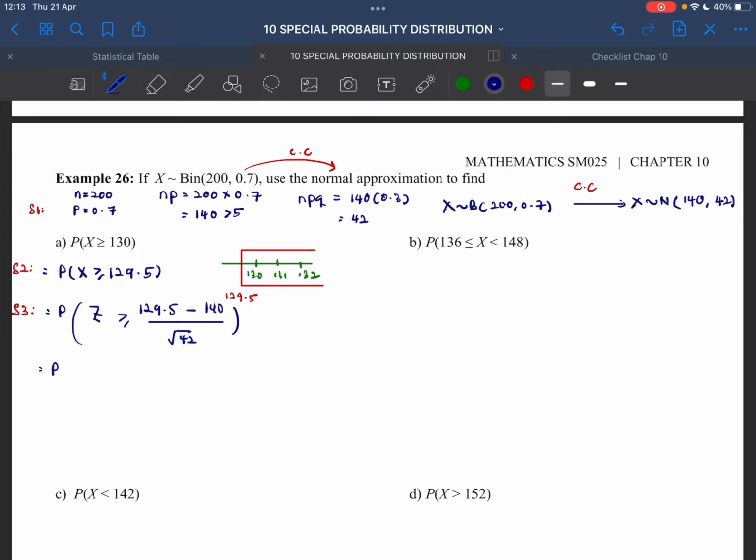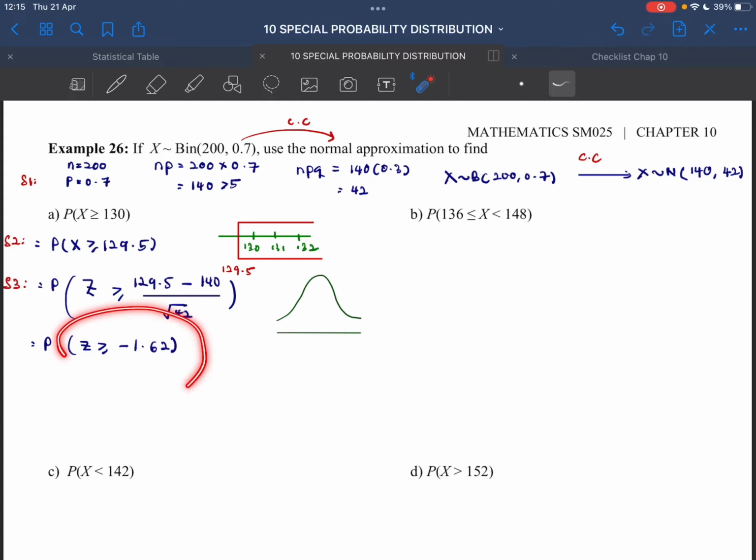Just put that in your calculator. You should get P(Z ≥ -1.62). Back again with the bell shape. Remember, if you are doing SND, of course you need your bell shape. For z greater than negative 1.62, negative 1.62 is on the left hand side. This is your 0, but they want greater, so it will be here. This is the area that we want.